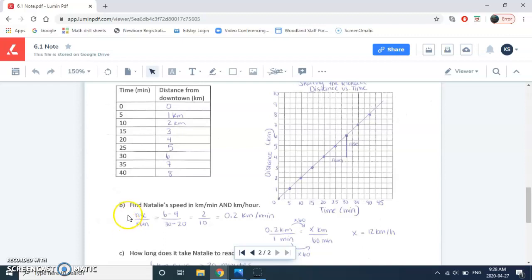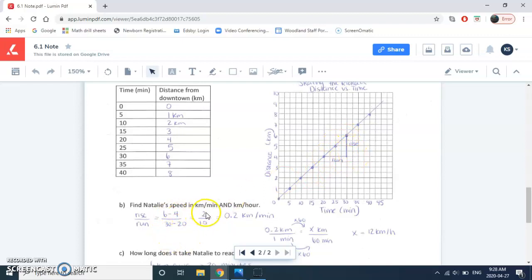So rise over run. I would like you to always start by writing out rise over run. Please always write rise over run first. That way you always know which one needs to go where so that we don't confuse it. Our rise goes up, so that means we're going to be using kilometers. So we're using 6 and 4. Those are the 2 points we have indicated here.